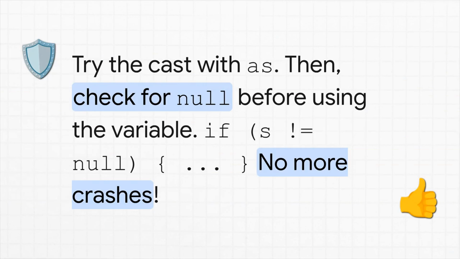And this right here is the gold standard for safe casting. You'll see this pattern everywhere. First, you try the cast using as. Then, the very next thing you do is check: if s != null. If it's not null, you know the cast was a success, and you can safely run all your code inside that if block. If it was null, the code just gets skipped. No muss, no fuss, and most importantly, no more crashes.